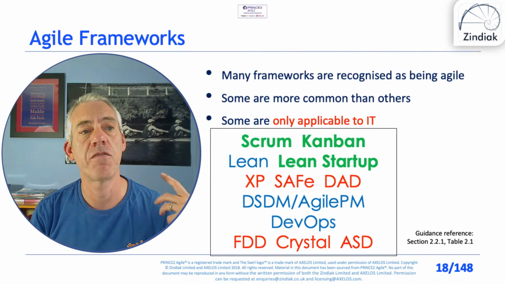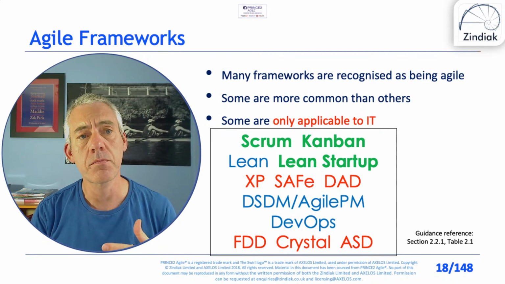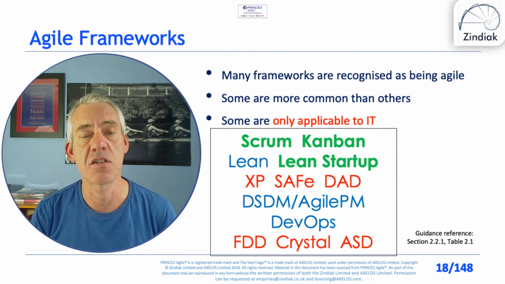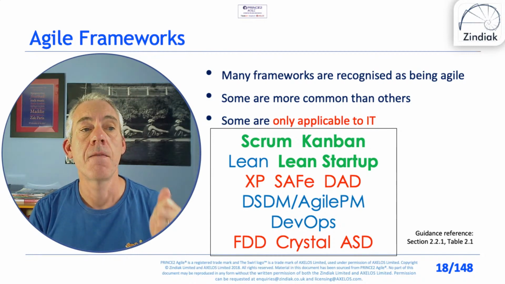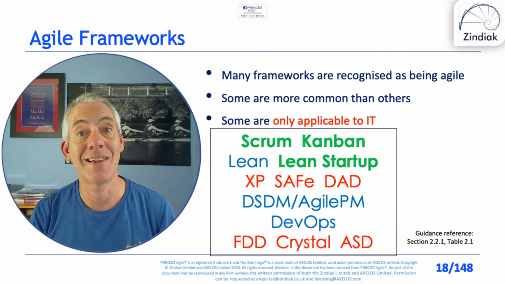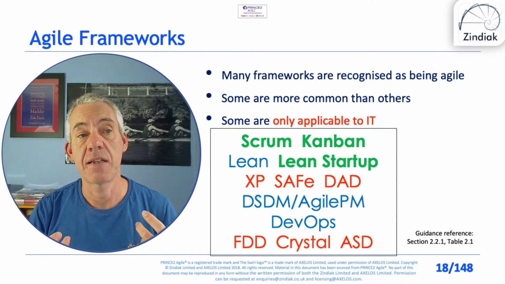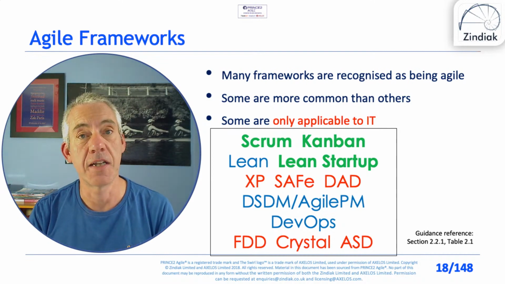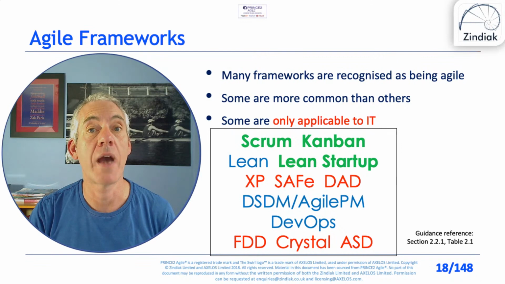In terms of frameworks, I mentioned these. The ones we need to know for the exam are Scrum, Kanban and Lean Startup, and they are the ones we'll cover today. The other one in blue, which I will mention, is Lean, because it's applicable. Lean's different from Lean Startup. Lean comes from Toyota, and it's about removing waste.